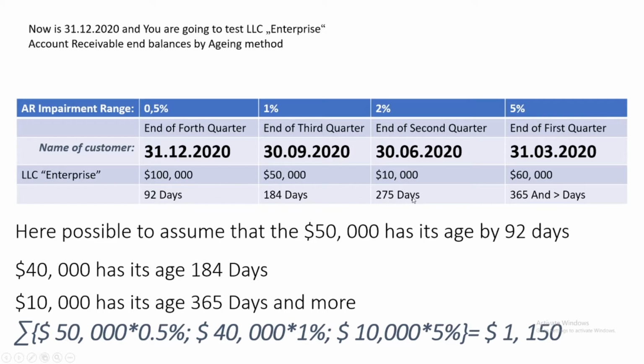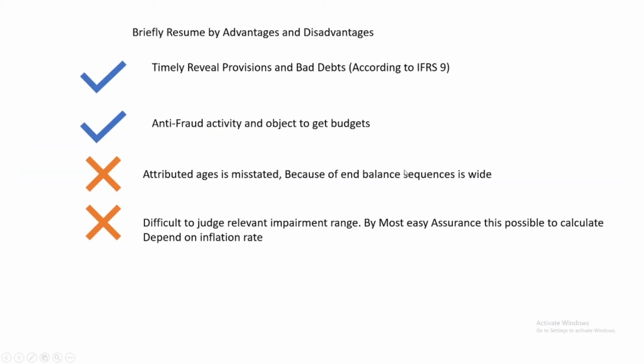For each amount attributed, there is a relevant impairment range. Maybe it's the so-called inflation portion, which is the devaluation of your accounts receivable. We represented the sum of these amounts multiplied by the relevant attributed loss range, and there's 1,150 of total loss.